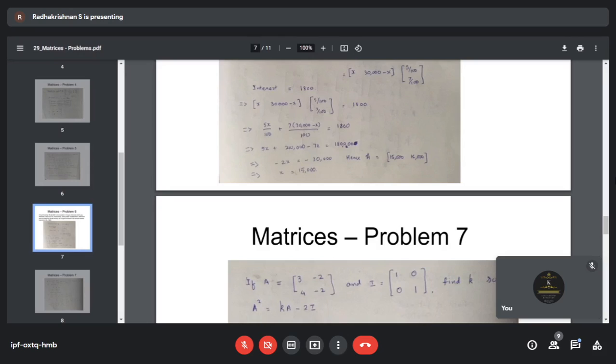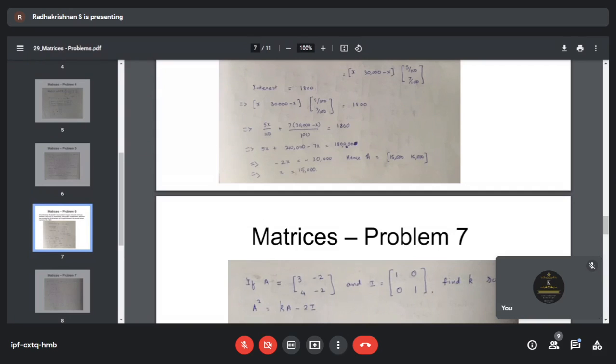Sir, kA is equal to [[-1, -2], [4, -4]], sir. No, k is not a matrix. k is a scalar. You have A squared equal to kA minus 2I, right? Did you find A squared plus 2I? Yes, sir. What did you get for A squared plus 2I? Sir, [[3, -2], [4, -2]], sir.